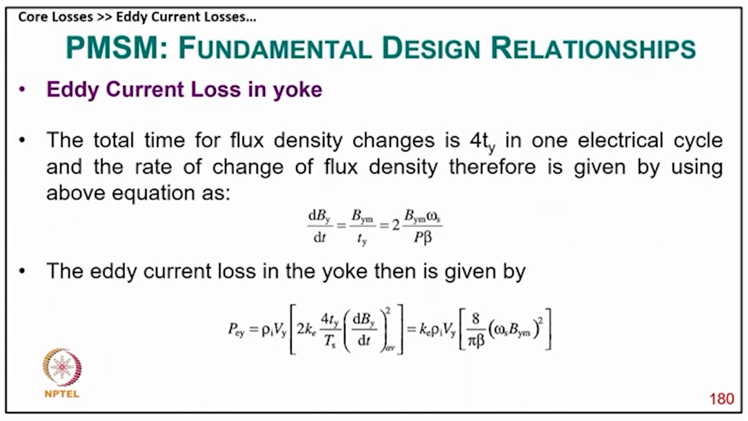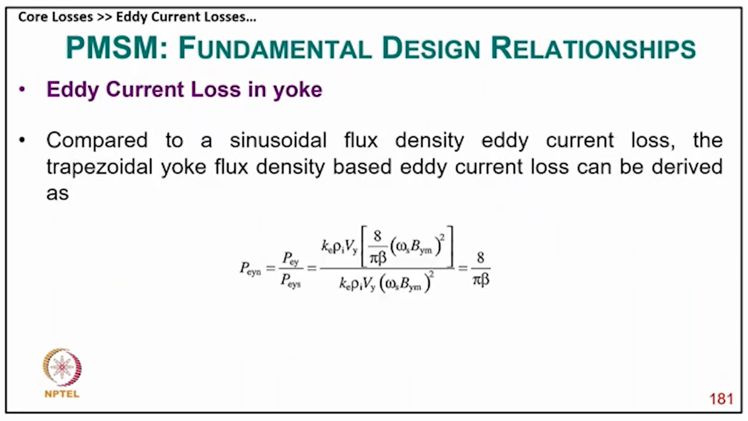Now, the total time for flux density changes is 4 Ty in 1 electrical cycle, and the rate of change of flux density is therefore given, using the above equation, as dB_y upon dt equal to B_ym upon Ty, or equal to 2 B_ym omega_s upon pi beta. The eddy current loss in the yoke is then given as P_Ey equal to rho I into V_y, in bracket 2 K 4 Ty upon Ts, dB_y upon dt square average of it, equal to 2 Pi V_y in bracket 8 upon pi beta omega_s B_ym square.